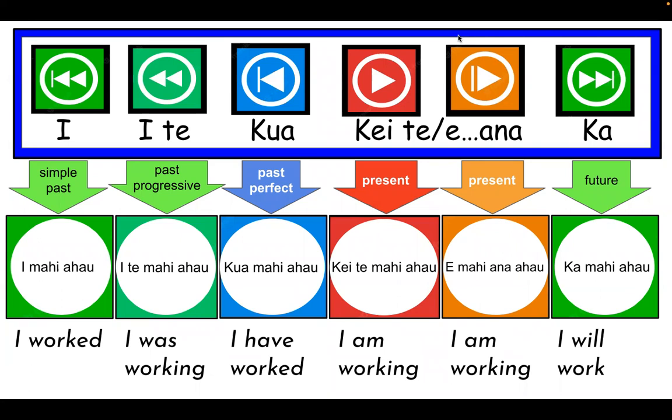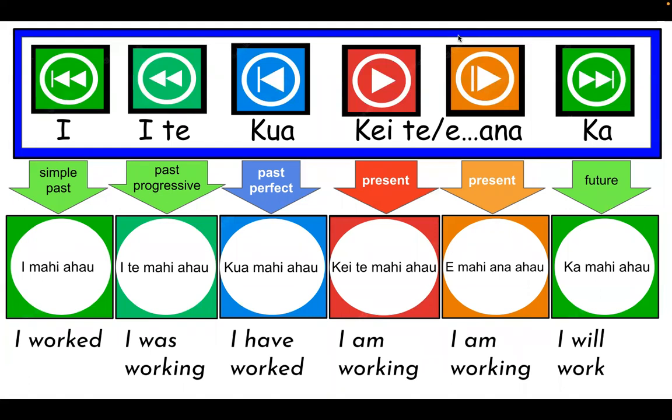The tense marker kua is also used for sentences when the action has happened in the past. In English grammar terms, this is known as the past perfect tense. The general rule for these sentences in English is that they include the word has, have, or had in them. For example, kua mahi aho in English translates to I have worked or I had worked.